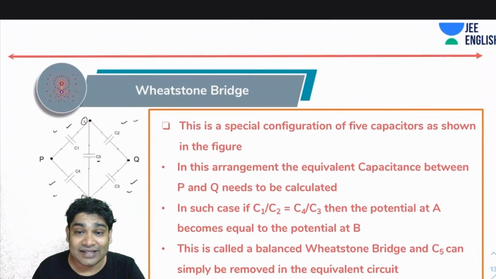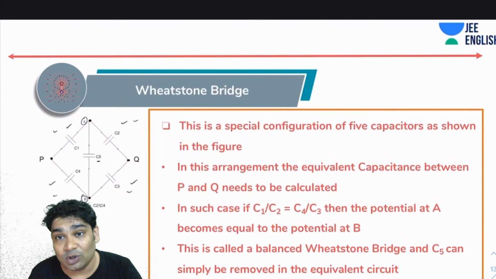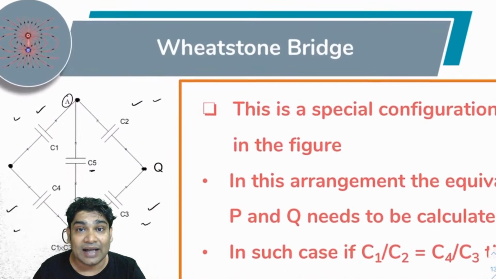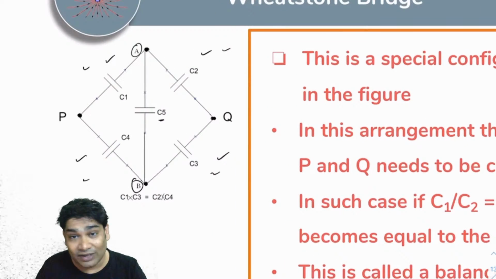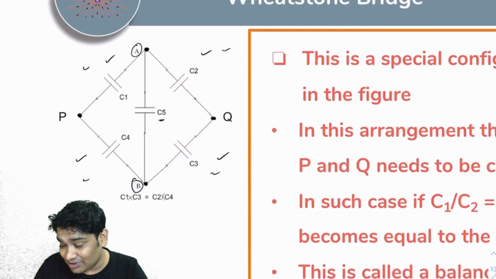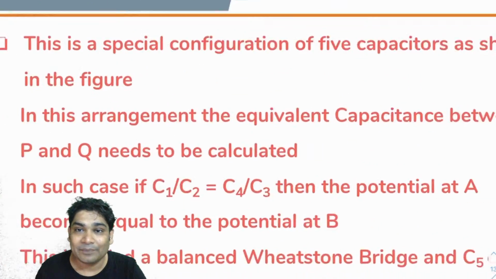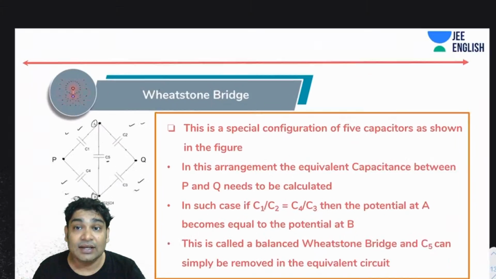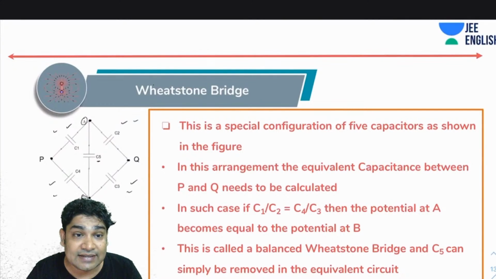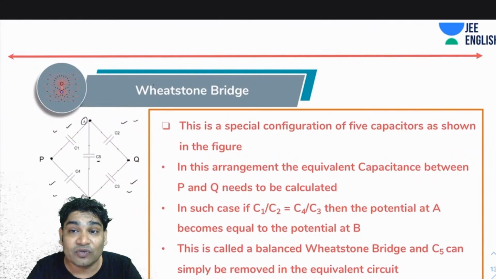So please remember, if C1 is to C2 becomes equal to C4 is to C3. Please note that I have taken C1, C2, C3, C4 in a circular manner. Sometimes you may be given C3 here and C4 here, then do not blindly use this. The ratio has to be between these two and these two. In such a case, if the capacitances satisfy this ratio, then the potential at A becomes equal to the potential at B, and this particular configuration is called a balanced Wheatstone bridge.